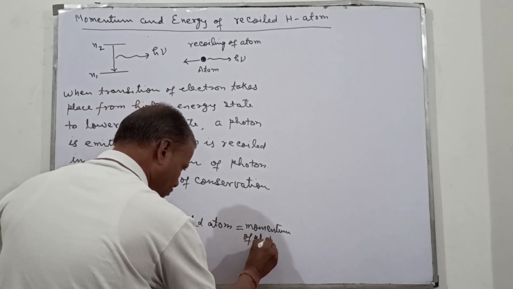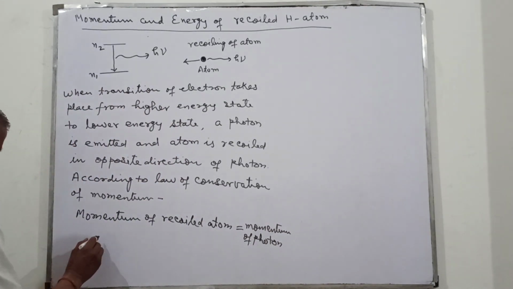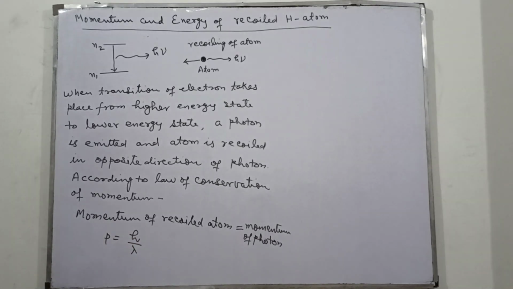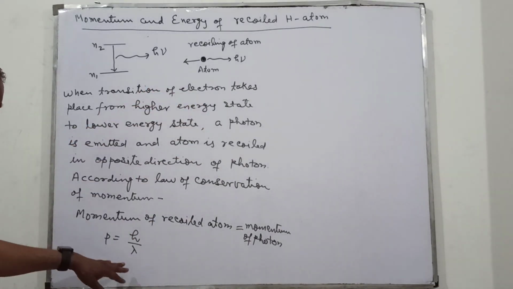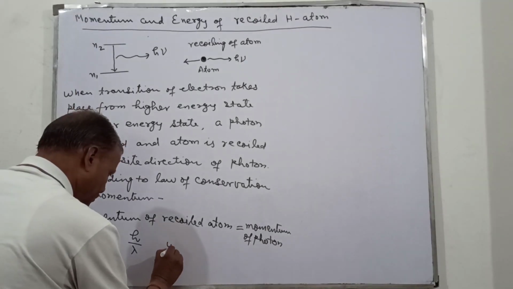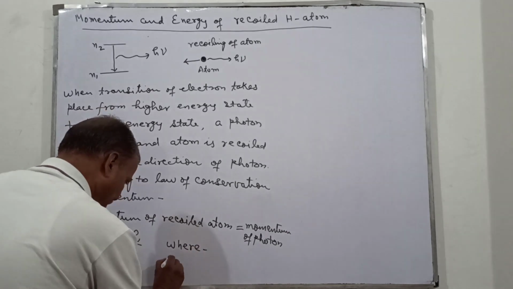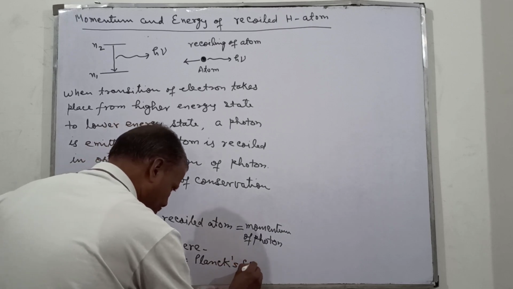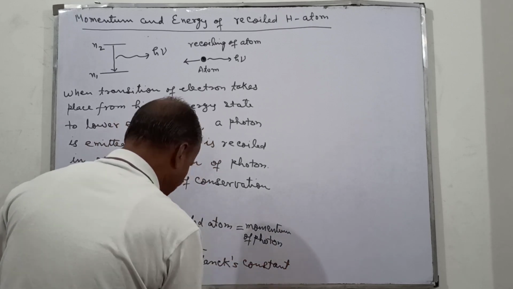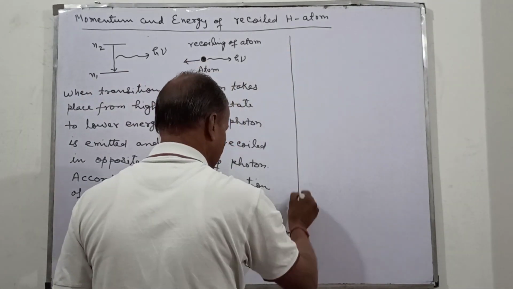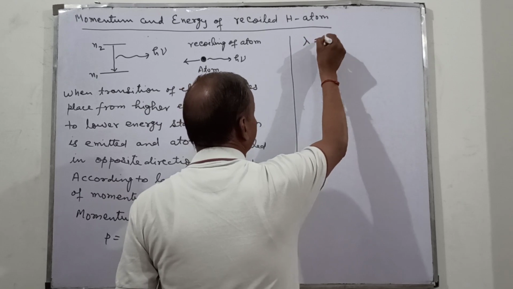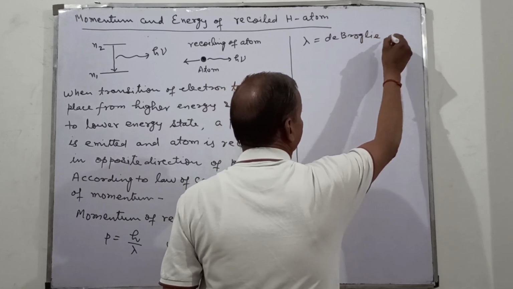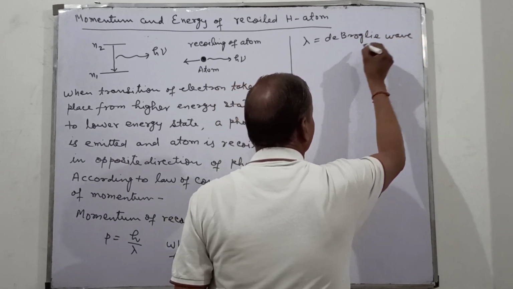So this P equal to h upon lambda. Lambda is the wavelength of the photon, h the Planck constant, and lambda, this is not the de Broglie wavelength.